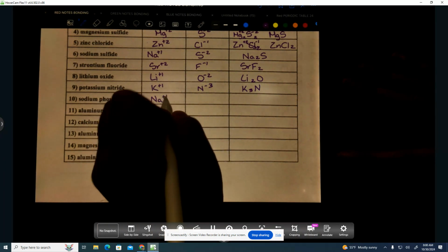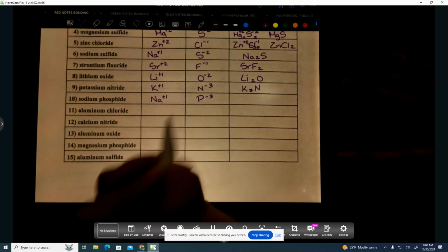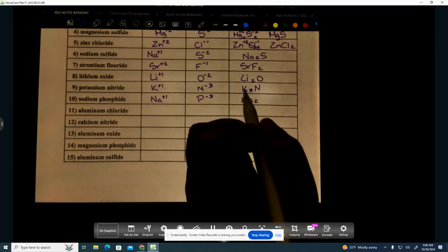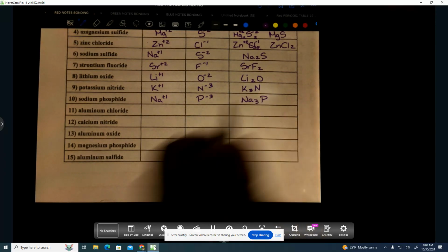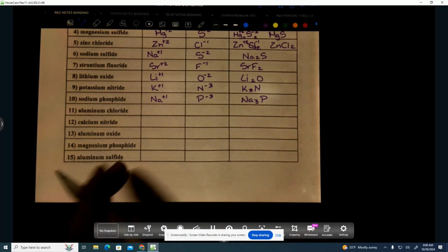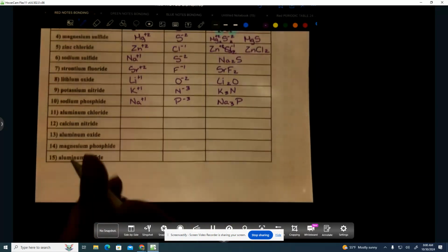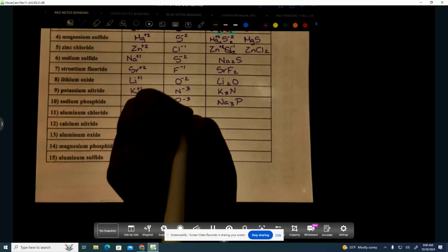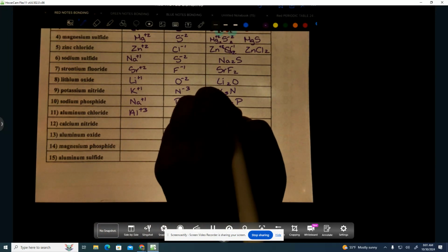Sodium +1. Phosphide is a -3. Na3, that's a 3, Kaufman. Na3P. It looks like NAP. Okay. Aluminum chloride. Aluminum is a +3. Chlorine is a -1. AlCl3.